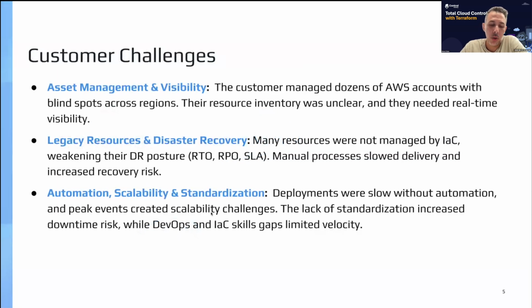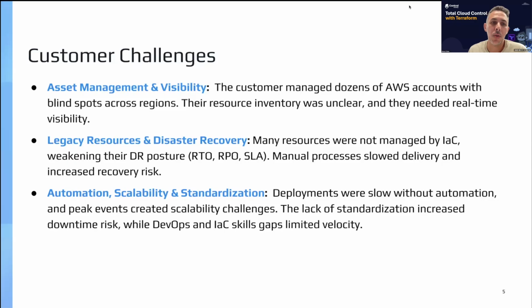Going back to the customer, so this customer had a few challenges. The first one was around asset management and visibility. So they had dozens of AWS accounts across multiple regions, and they had a lot of blind spots. They didn't really have a resource inventory where they could look for resources across accounts. They were looking for real-time visibility to know what their estate is at any given moment, which of course comes from their need to have better governance on their accounts. So that's challenge number one.